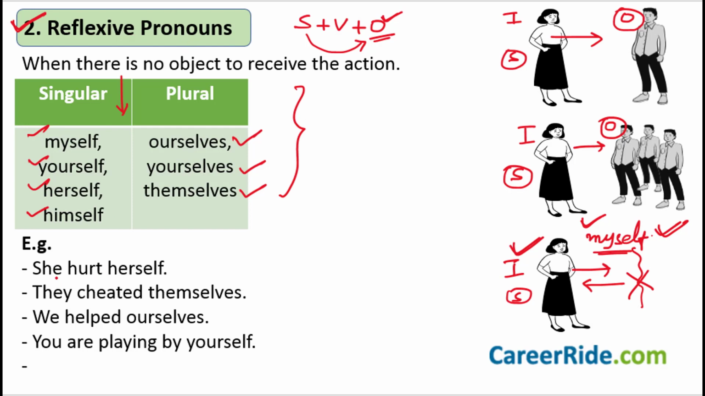Now let's see some examples here. She hurt, but whom? There was nobody else to receive the action. So she hurt herself, right? Whatever action she was sending out, she sent out to herself. She's the subject and the object both. They cheated themselves. There was nobody else to cheat. So they cheated themselves. Whatever actions they did, they fell back upon themselves. We helped ourselves. You are playing by yourself, right? So these are some of the examples to understand the reflexive pronouns. Now let us see how this thing is actually asked to you in the exams.